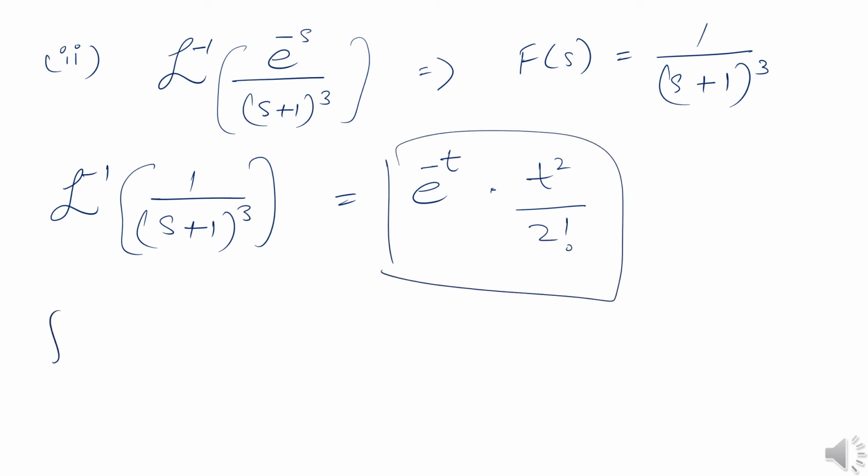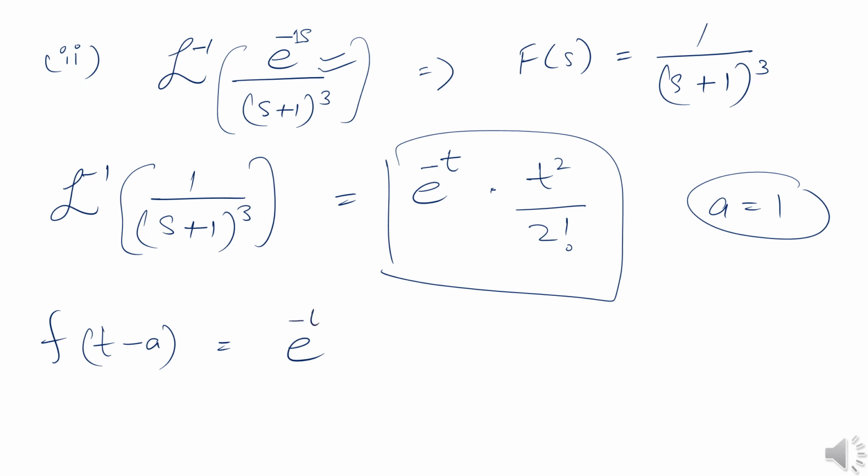If I want to find f(t minus a), in this case a is simply 1, because here it is e raised to the power negative 1s. So a is equal to 1, and I can write it as e raised to the power negative (t minus 1) multiplied by (t minus 1) whole squared over 2 factorial. So this is f(t minus a).